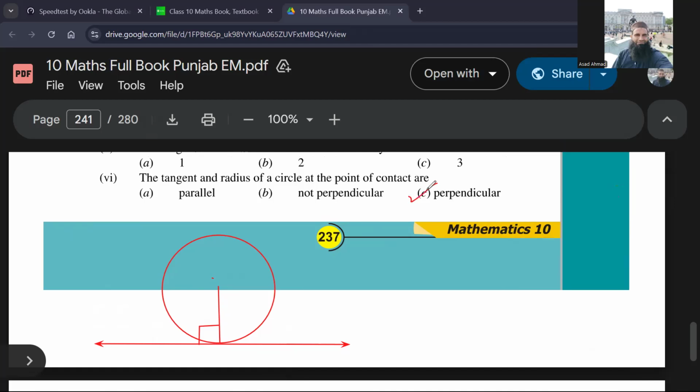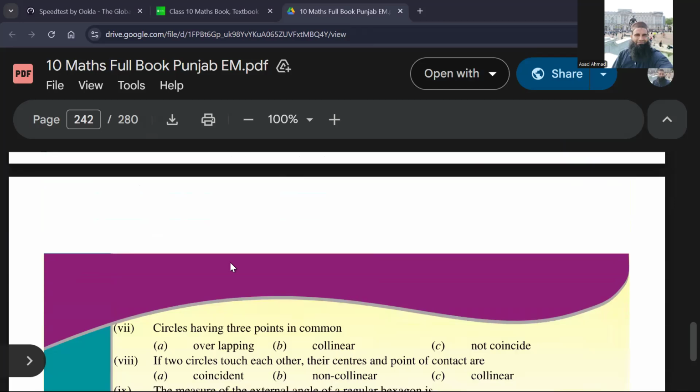Right? So this is about number 6. Tangent line and radial segment at the point of contact, they always make a 90 degree angle. So 90 degree means perpendicular. It may be 90 degree, it may be pi by 2, whatever the option is given. According to that, we have to solve.